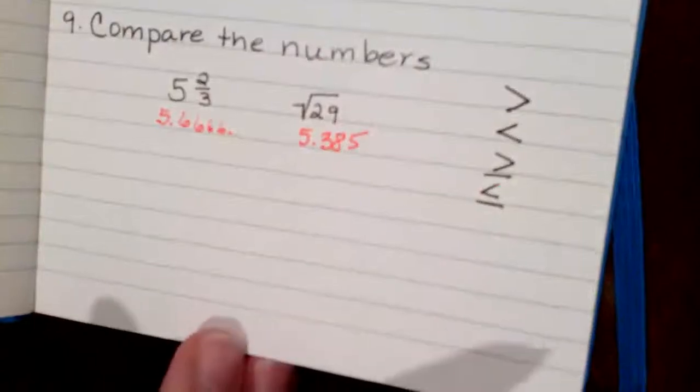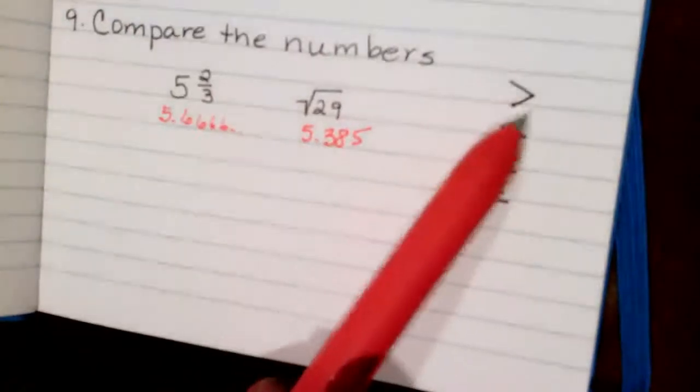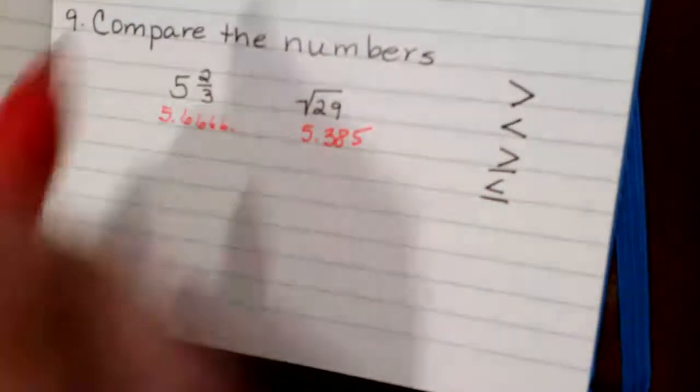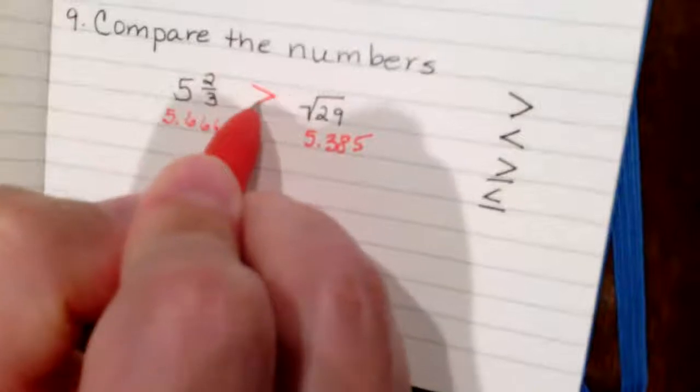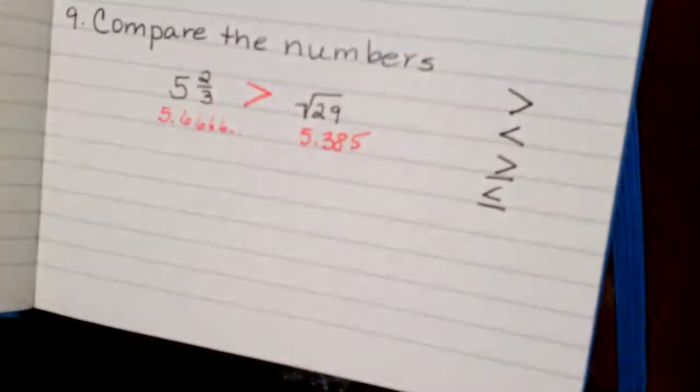All right, so if you remember back to elementary school, the alligator mouth opens to the biggest number. So it's got to open to this one. They're not equal to, so I don't add the equal to sign underneath.